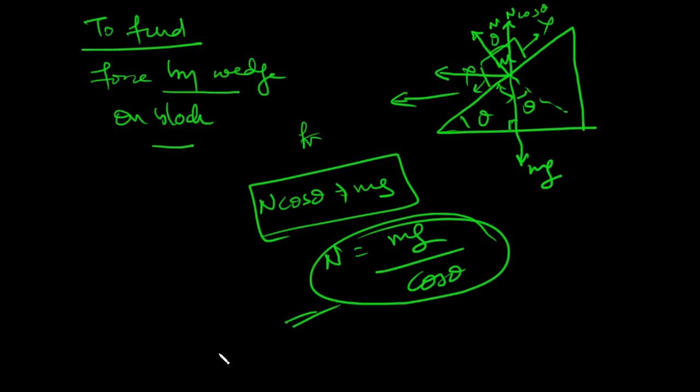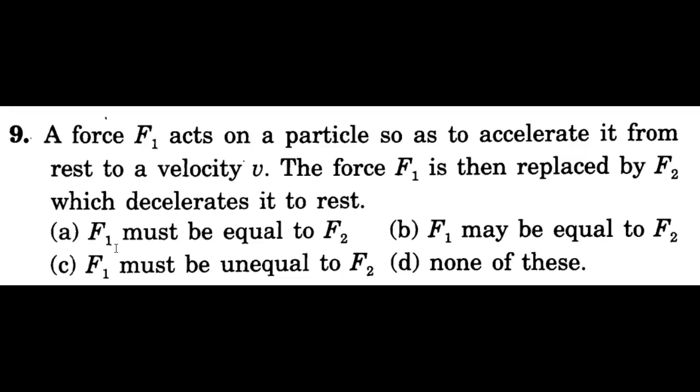This is the answer. Moving on, a force F1 acts on a particle so as to accelerate it from rest to velocity v. Just read the question very carefully: from rest to velocity v, it is given. The force F1 is then replaced by F2, which decelerates it to rest. Now we have to find the relation between F1 and F2. These are the four options given.